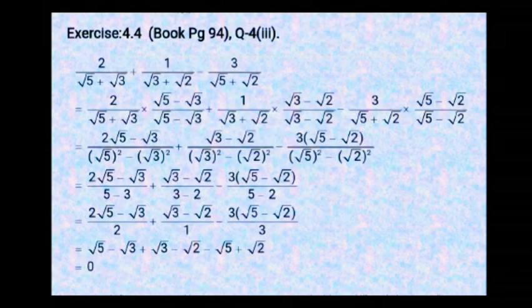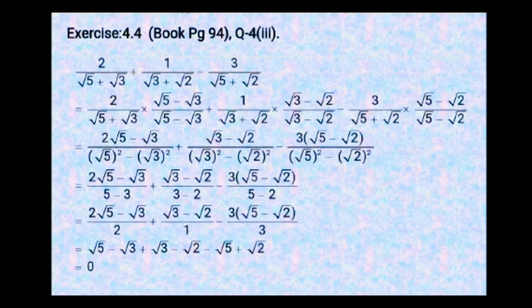Now the same question from exercise 4.4, book page 94. Question number 4, third part has been selected. To explain the procedure again. Again there are three terms. First of all, we will rationalize each term individually.